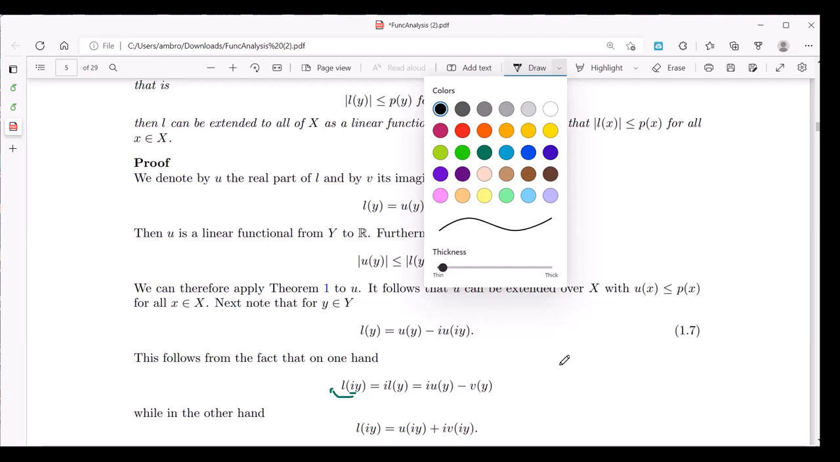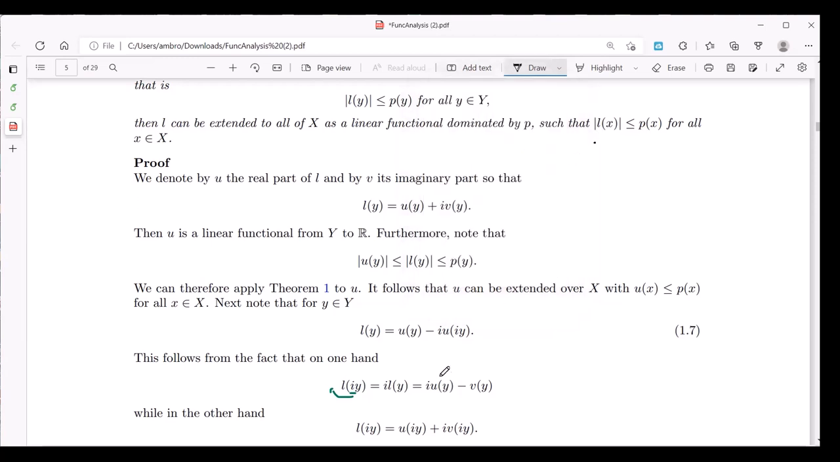So i times i is minus one, so I obtain that, right? It's an exercise, you have to do it. So if I multiply by i here, I got this. You agree with me, right? It's a simple computation.